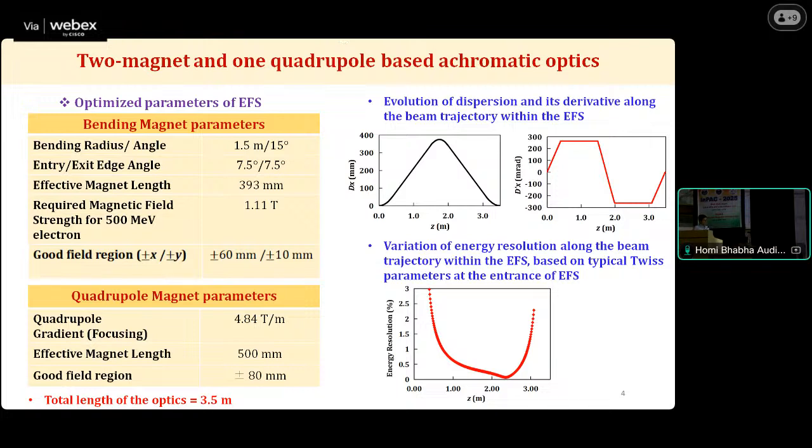Now this is a variation of energy resolution within the system, and we see that this particular location has the minimum energy resolution value, meaning we can distinguish between two different energies best here for this optics. This helps in deciding a location for the scraper. The scraper is basically like a slit that will allow only the particles having 0.5% RMS energy spread to pass through. These are my quadrupole magnet parameters, and these are bending magnet parameters.